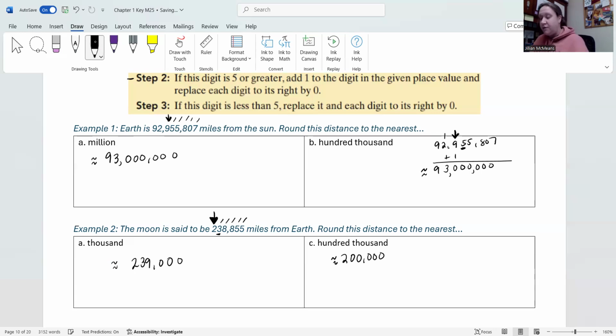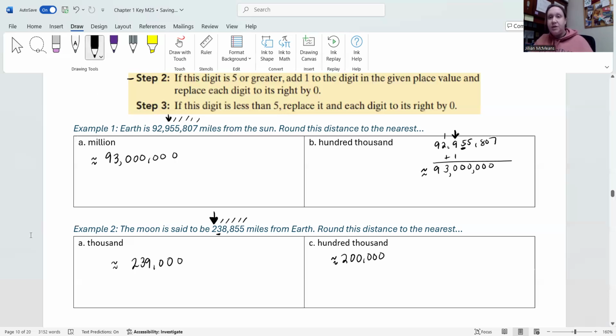Now notice for all of these answers, I used this little wavy equal sign. That wavy equal sign tells the reader that we've rounded. It just means this is approximately equal to. So we know the distance from Earth to the sun is approximately 93 million. It's not exactly 93 million, it's approximately, so we use that wavy equal sign, okay?